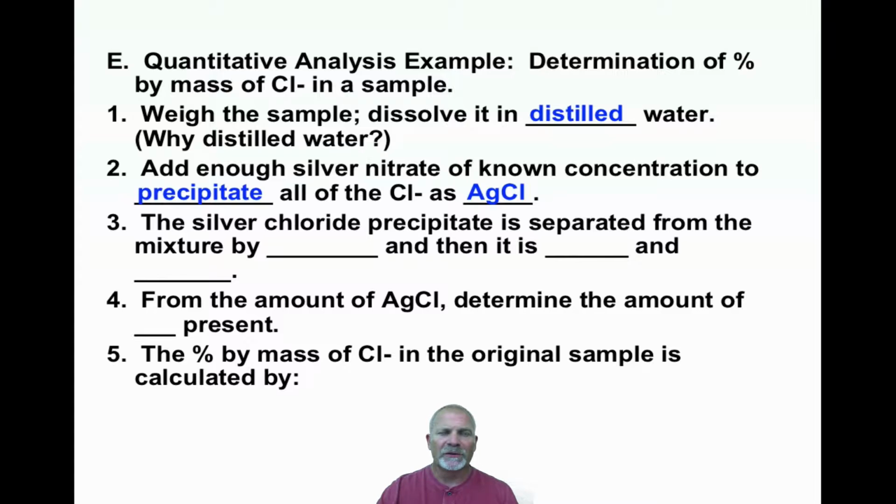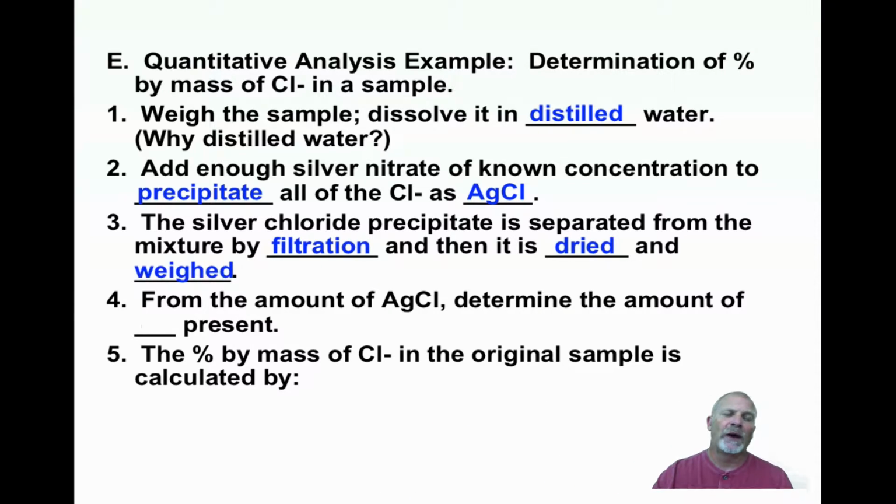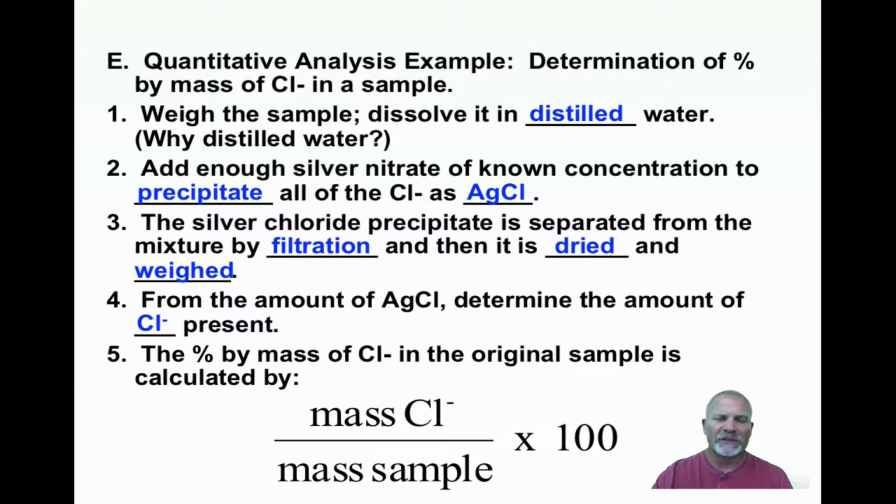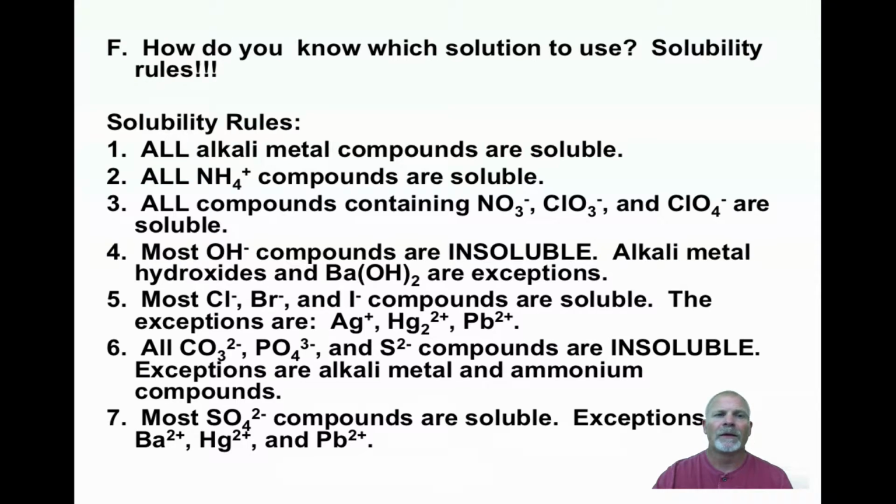So we're using silver. The silver chloride precipitate is separated from the mixture by filtration, and then is dried and weighed. The amount of the chloride determines the amount of silver chloride. From the amount of silver chloride, you're going to determine the amount of chloride present, and we do that by doing a percent by mass of chloride in the original sample. So we take the mass of chloride divided by the mass of the sample times 100. And then we have all the solubility rules. You need to know the solubility rules.